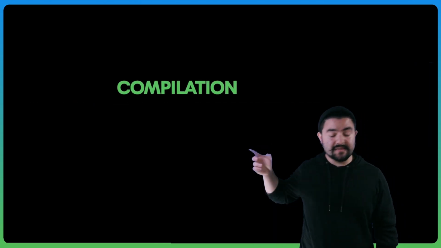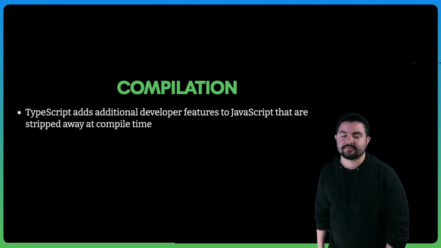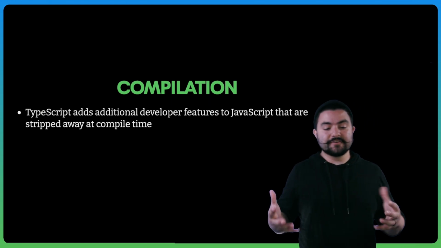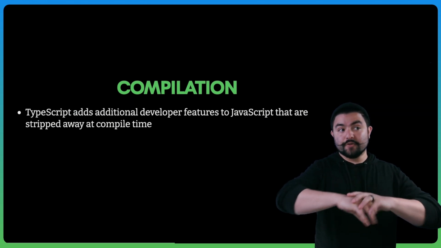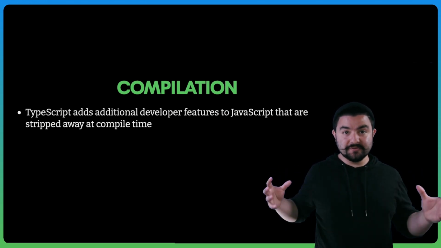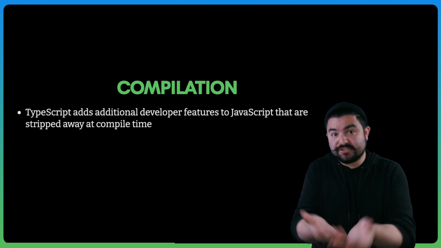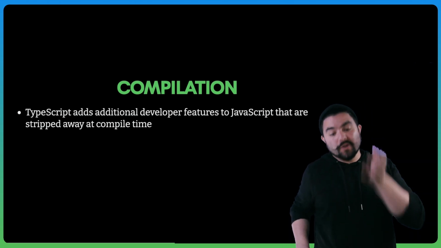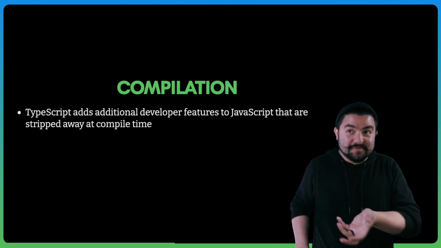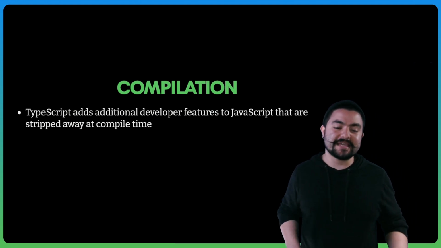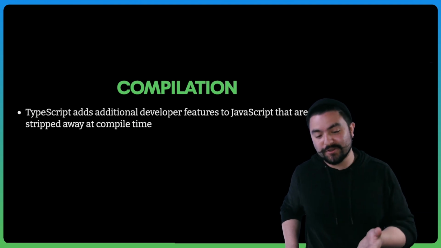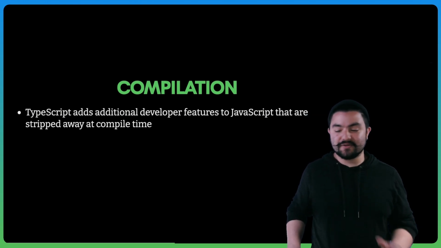Okay, so this is the compilation process for TypeScript. Essentially, TypeScript gives us extra developer features in our JavaScript that get removed at compile time. They are stripped away, and the result is just JavaScript code. But it makes working with JavaScript code, or in this case, TypeScript code, much more developer-friendly because we can get errors about how we're using specific types or libraries.